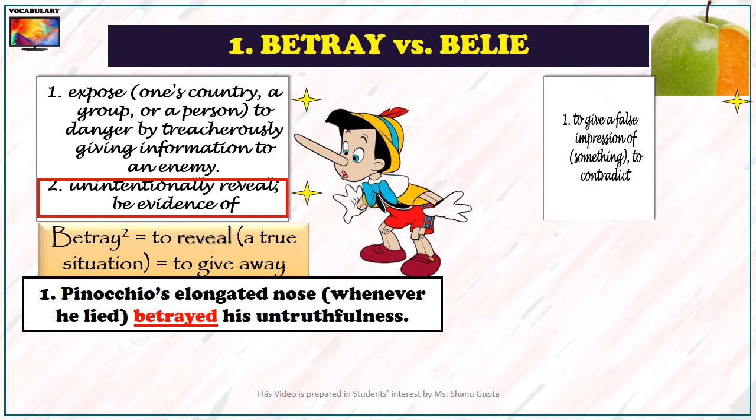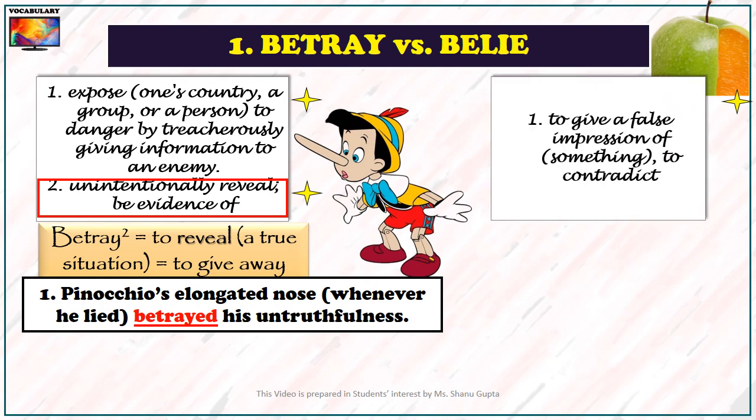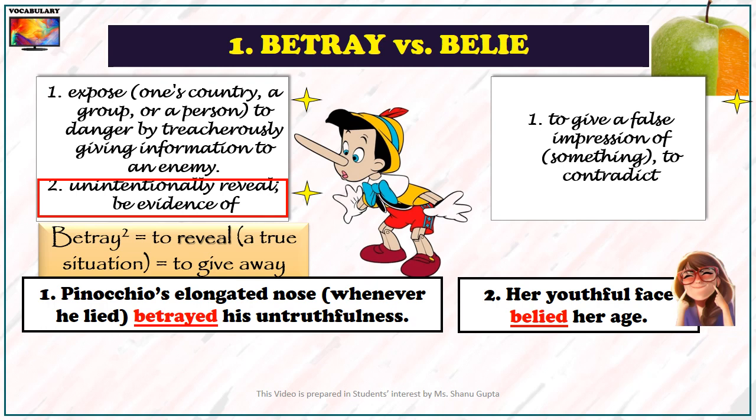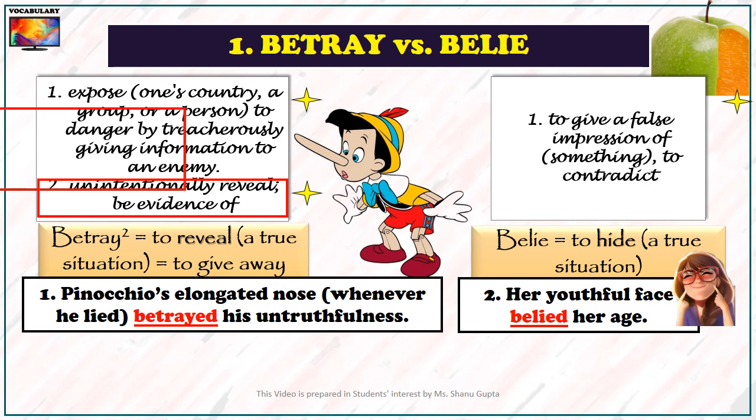Take for instance this sentence. Her youthful face belied her age. It is clear from this sentence that her face, because it looks so young, hides her true age. And that's the hint for you. While betray means to reveal a true situation, belie means to hide a true situation. According to Oxford Dictionary, belie means to give a false impression of something or to contradict something.